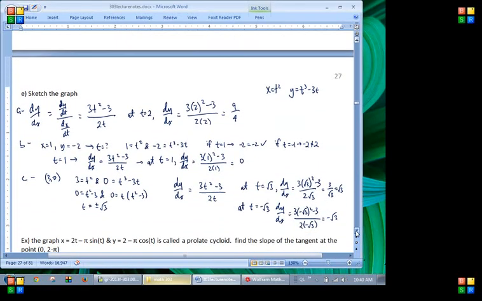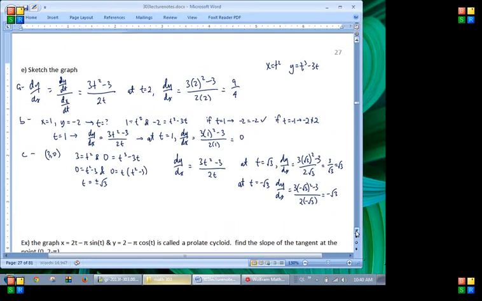Well, we actually already found one of those because we got where t equals 1, the derivative was 0. Let's see if that happens any other times. So for horizontal, we want dy/dx equal to 0. So 3t squared minus 3 over 2t equals 0. Now we have to solve that.